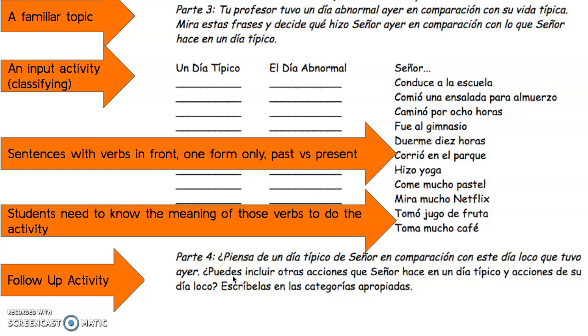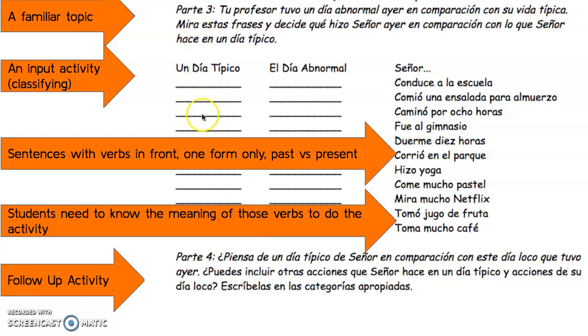This follow-up activity asks them not just to classify and, okay, you finished the activity. Now I want you to come up with three more. Use the patterns above. See if you can figure out three more things that I do on a normal basis, and three more things that I did maybe on that weird day. Okay. So this is a structured input activity, and this one works really, really well.